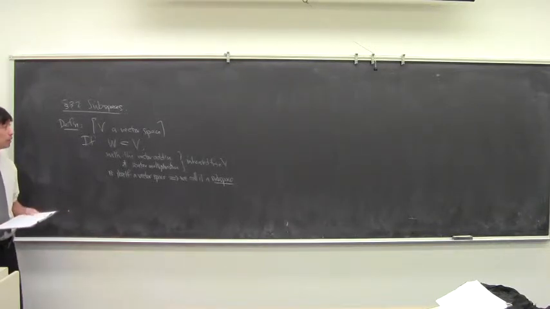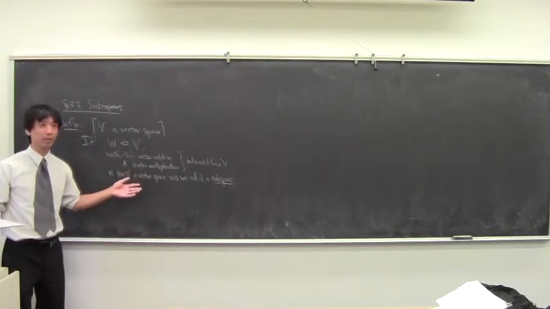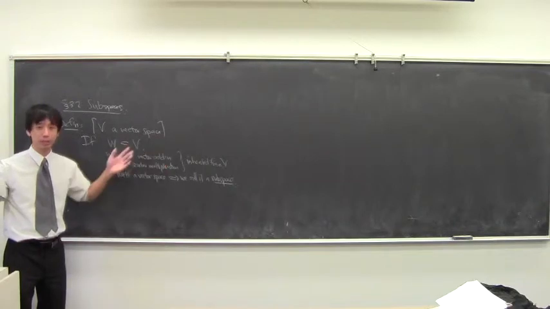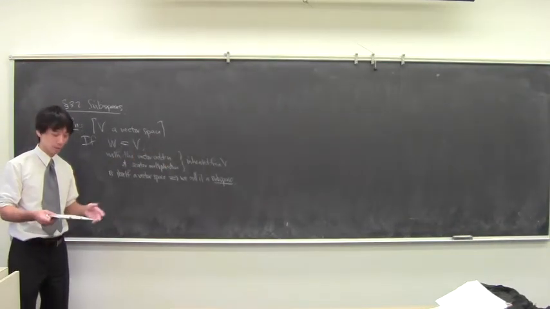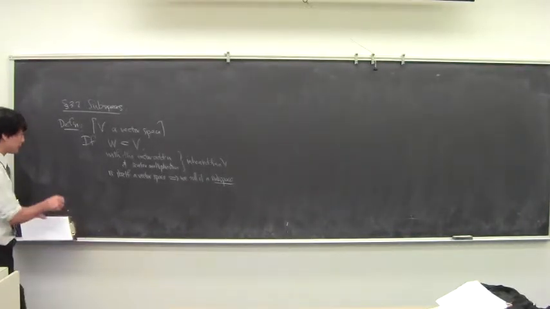Okay. So it's basically a vector space that sits inside your vector space. Right? You have your big vector space, and then you have some vector space sitting inside of it. This is called a subspace. Okay. So just to give some examples.